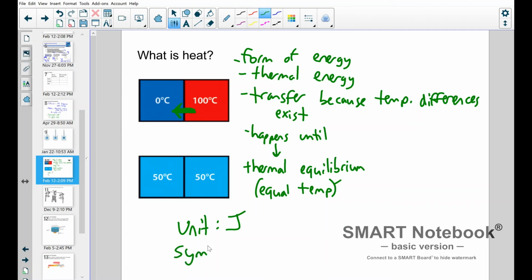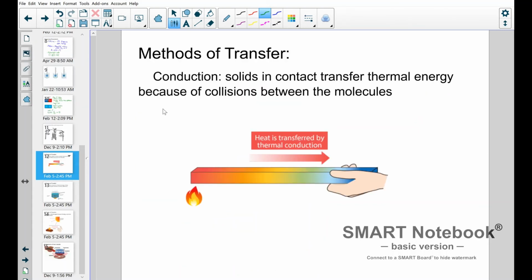In terms of a symbol, if we were going to be doing calculations or if we were labeling this quantity somewhere, it is still a capital E for energy and then a subscript of an H. Some older books use a capital Q, but I prefer this because it emphasizes the fact that this still is energy.